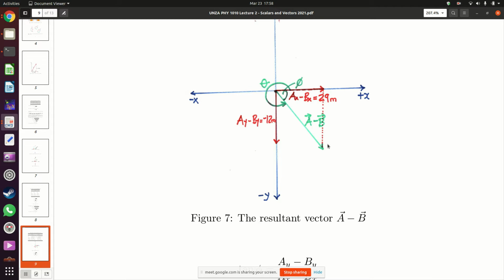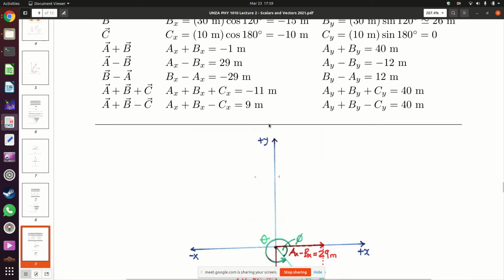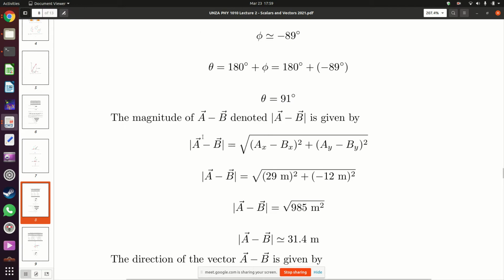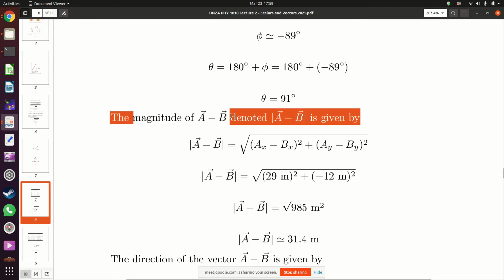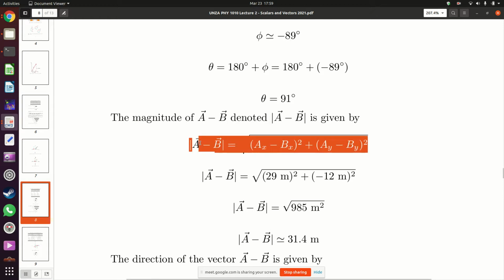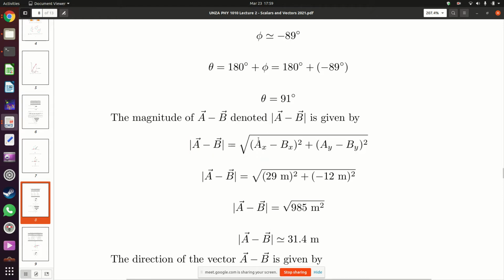That's A minus B. So A minus B is in the fourth quadrant of your xy plane. Okay. So we have an idea of where A minus B is. The next thing we need to do is find the size of A minus B. Then we need to find the angle A minus B makes with the positive x-axis measured anti-clockwise. Okay, so the x component is 29, and the y component is minus 12. So the size of A minus B, the magnitude of A minus B, is going to be the square root of AX minus BX.